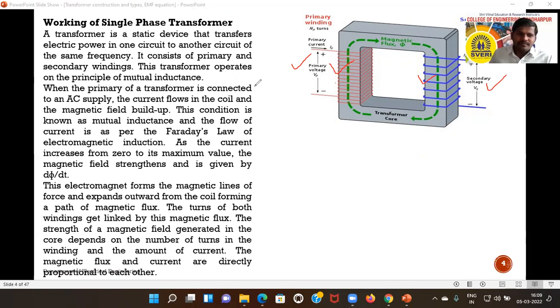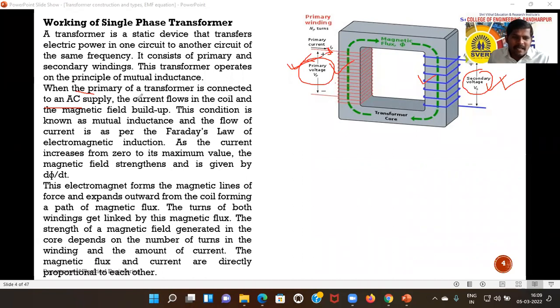Now see, when the primary of the transformer is connected to AC supply, the supply is provided to the primary winding, and a voltmeter is connected to the secondary winding. Secondary winding ला voltmeter connect केलेलं आहे, primary winding is connected to supply. When the supply is connected to the primary winding, some current starts flowing from the primary winding.